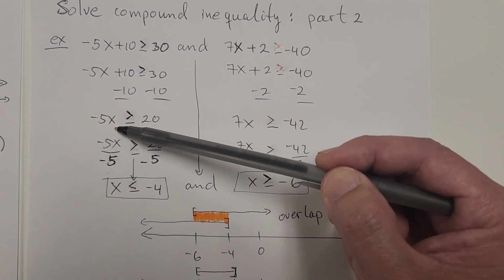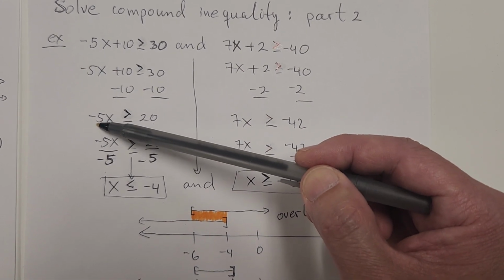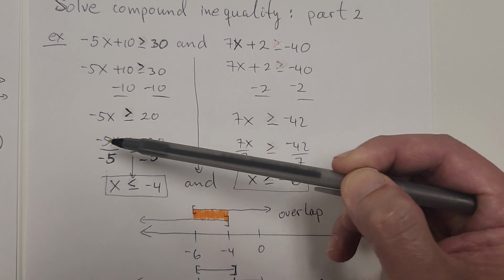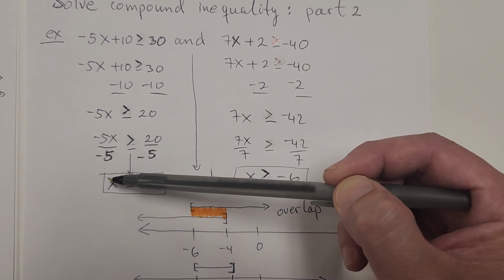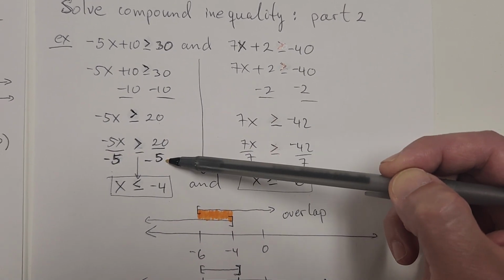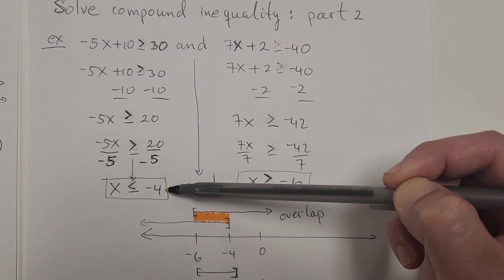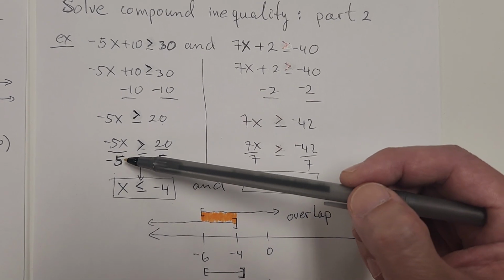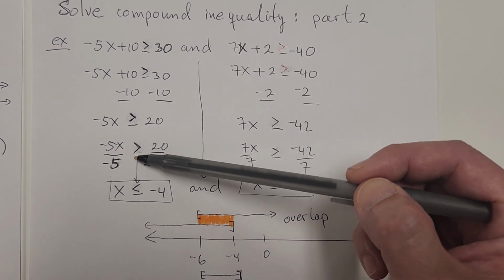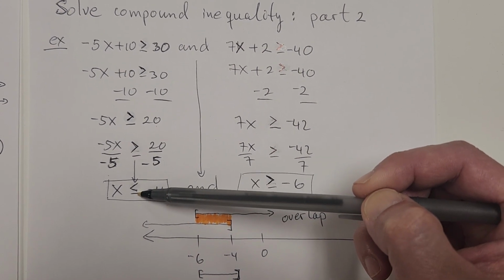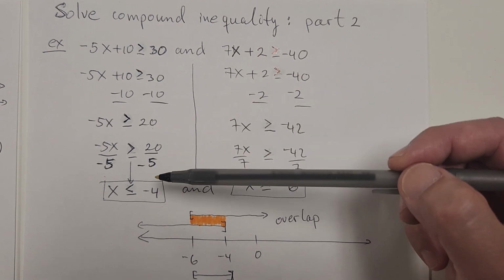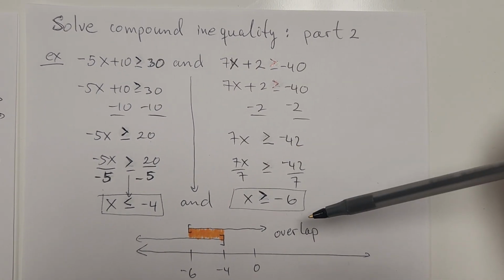Now I want x to be by itself, so divide by negative 5 on both sides. The negative 5 goes away, so I just have x. 20 divided by negative 5 gives me negative 4. However, I am dividing by a negative, so this symbol switches. Okay? That's the left side. Now let's do the right side.